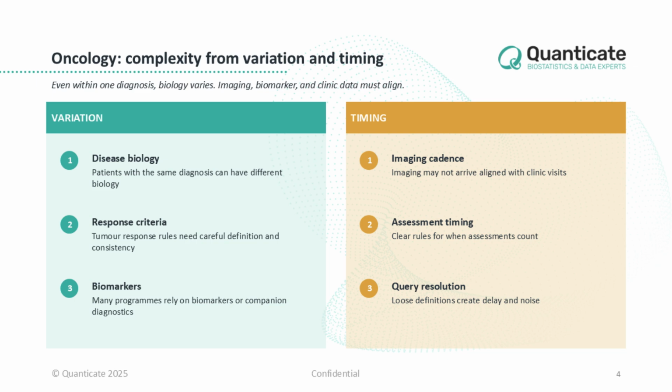In oncology trials, complexity often comes from variation in timing. Even within one diagnosis, patients may have different disease biology. Response criteria, imaging schedules, biomarker data, and safety review all need careful alignment. If imaging results arrive on a different cadence from clinic visits, the study team needs clear rules for assessment timing, query resolution, and data review. Any loose definitions can quickly create delay and noise.